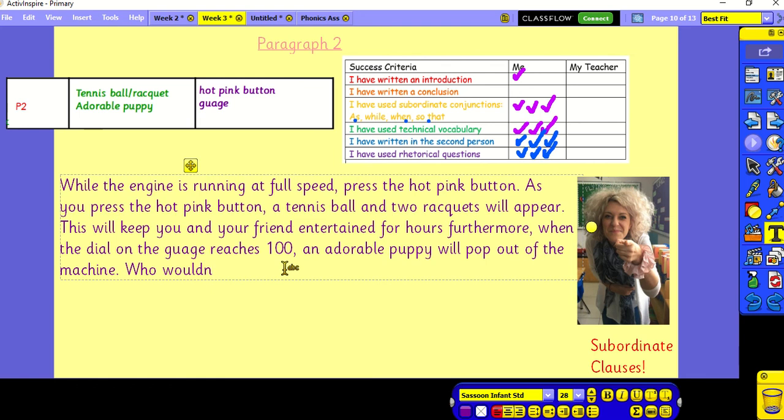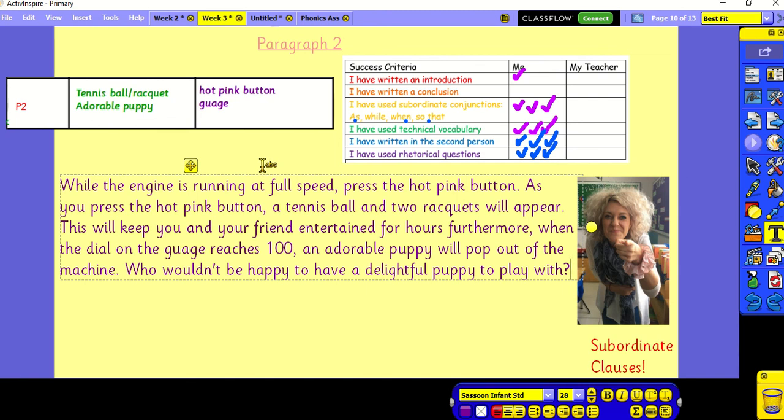Who wouldn't, and we learnt about apostrophes for contraction, so would not, and the apostrophe is a teardrop, remembering the little lost O. Who wouldn't be happy to have a delightful puppy to play with? Okay, have I mentioned all of these things? Yes. Let's reread to check it makes sense.